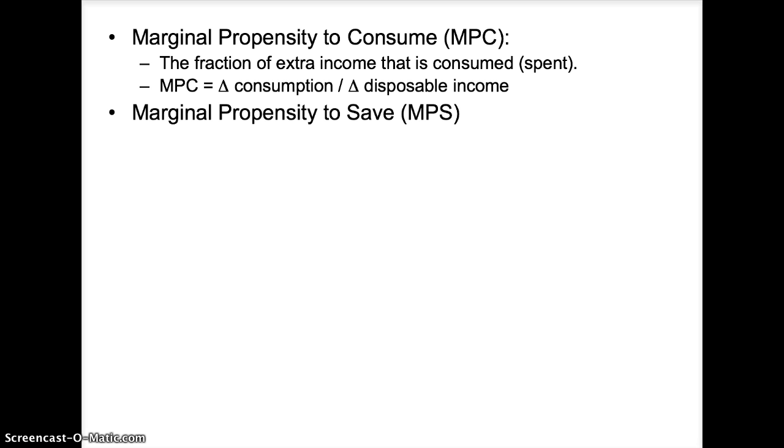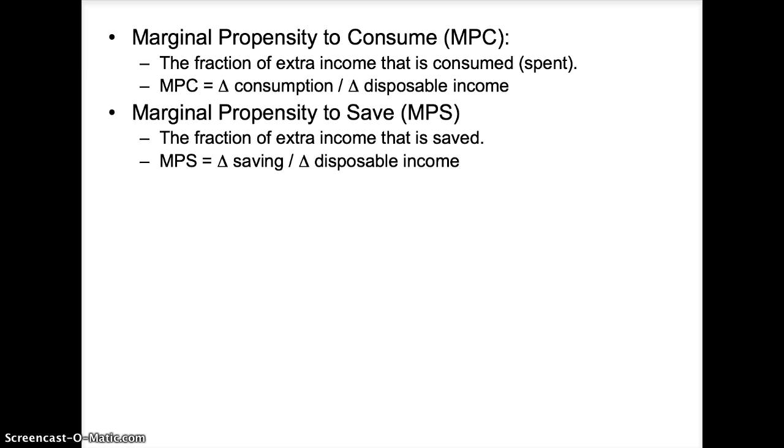Marginal propensity to save, MPS, is the fraction of extra income that is saved. Of that $100, if you save the remaining $30, your MPS would be 3/10 or 0.3. The formula for MPS is the change in savings divided by the change in disposable income. Due to the relationship between marginal propensity to consume and the marginal propensity to save, MPC plus MPS will always equal 1.